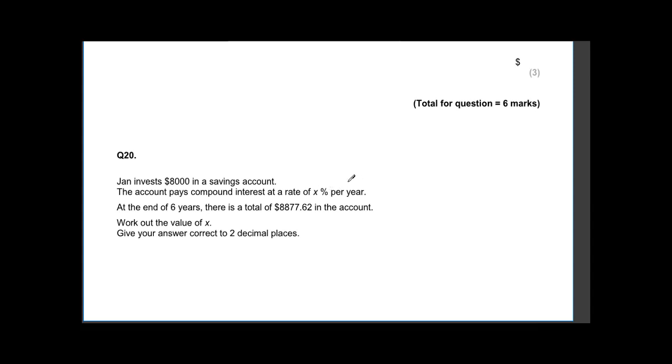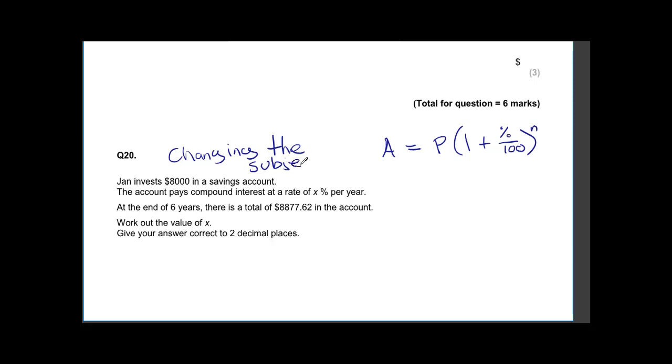If you don't know how to do this, the first thing everybody in the class should do is write A equals P(1 plus % over 100) to the power of n. This is easy. This is literally changing the subject. It's a practical application of changing the subject. You could put this in a changing the subject question. It's just with dollars in front of it and years and %.